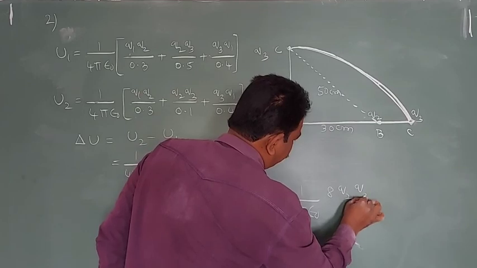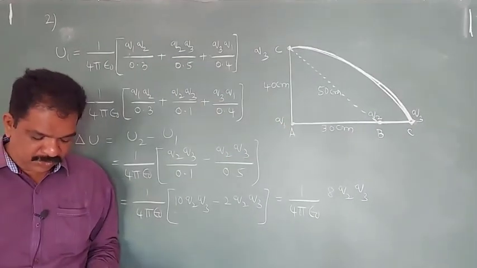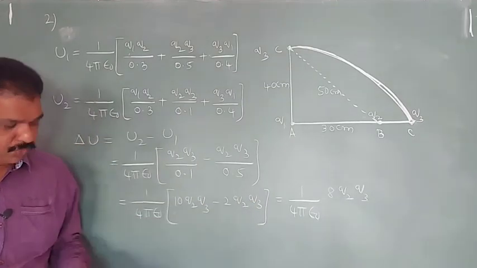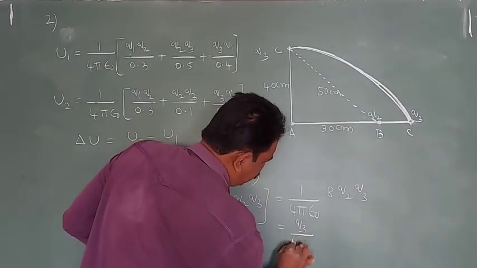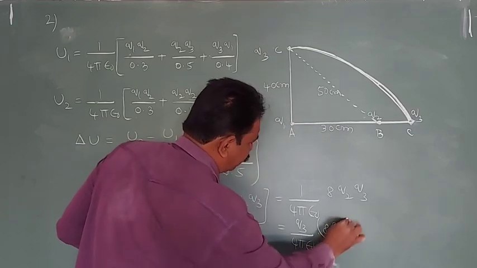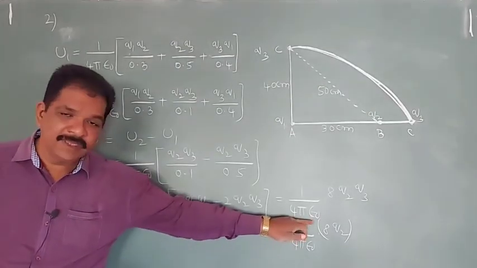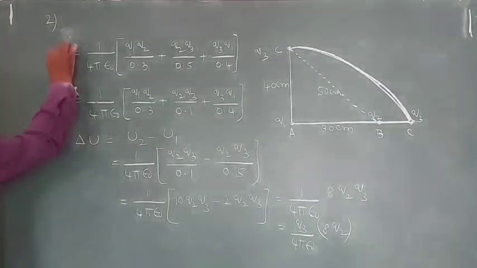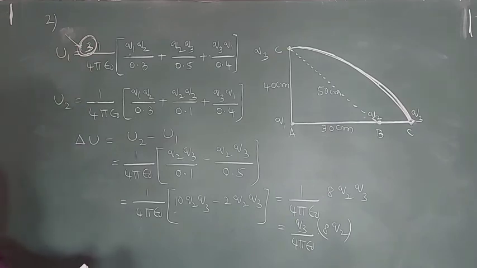8 Q2 Q3. In the question, what they are asking, Q3 by 4 pi epsilon naught into this value 8 Q2. What is the K value they are asking? K value will be 8 Q2. Second question, it will be third option for second question. Okay.